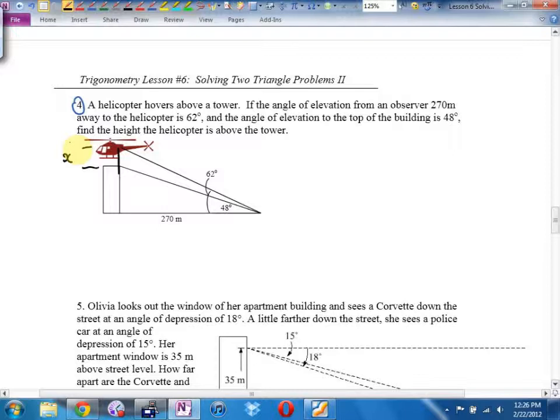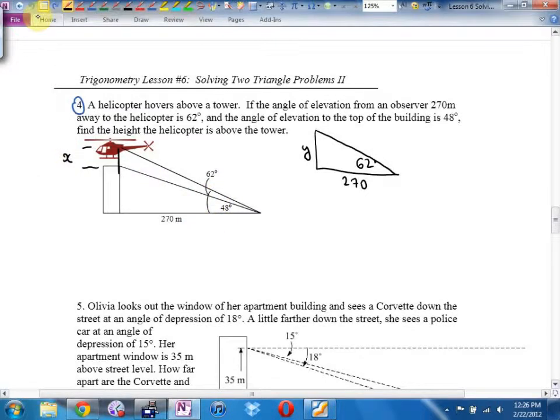I think what I'm going to do is look at the big triangle, which has a 62-degree angle, 270, and find, since I already used x, I'll use y, that distance. That's from the ground all the way to the top. I think 62 is the whole thing.